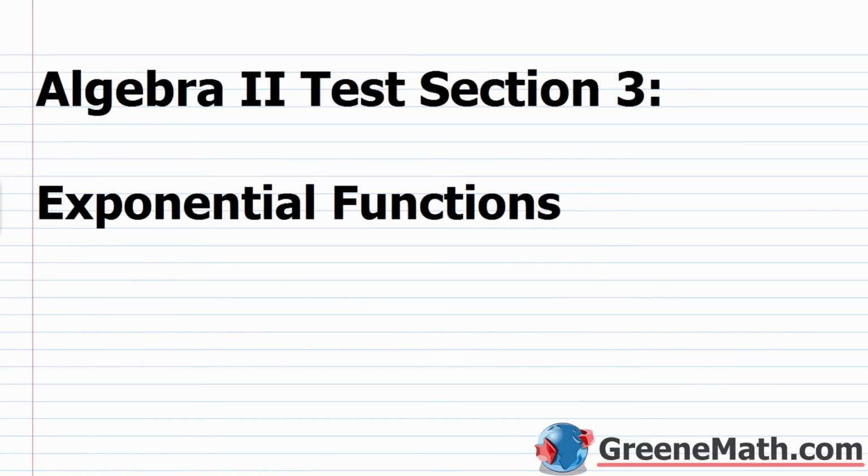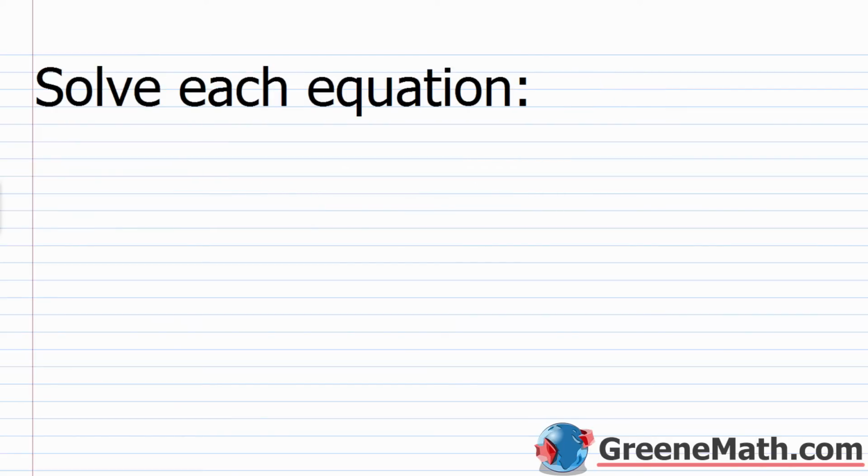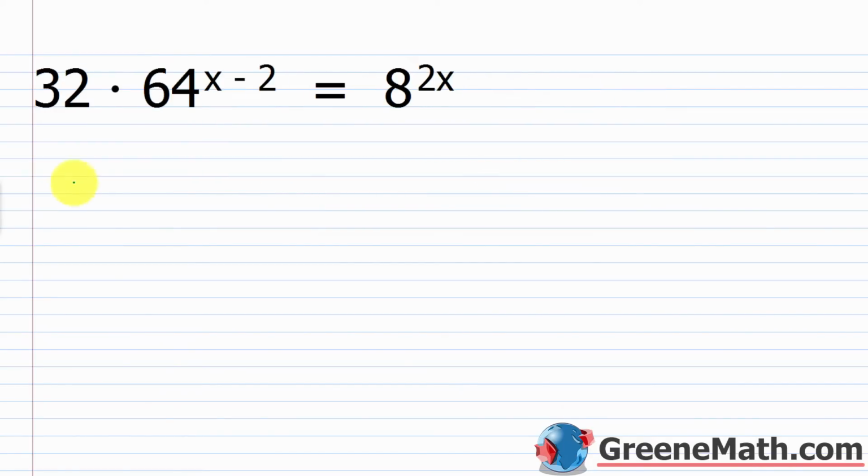Hello and welcome to Algebra 2 Test Section 3 on exponential functions. All right, so we want to solve each equation. So we're going to take a look at 32 times 64 raised to the power of x minus 2 is equal to 8 raised to the power of 2x.